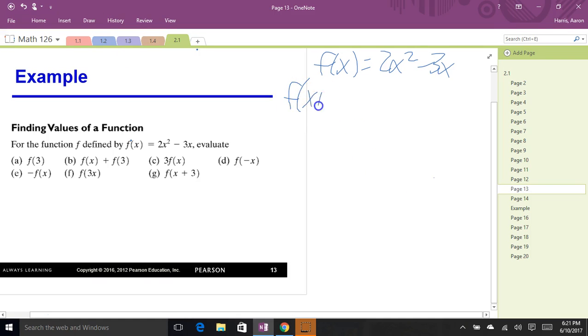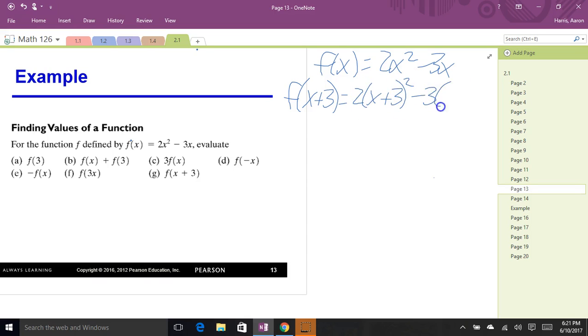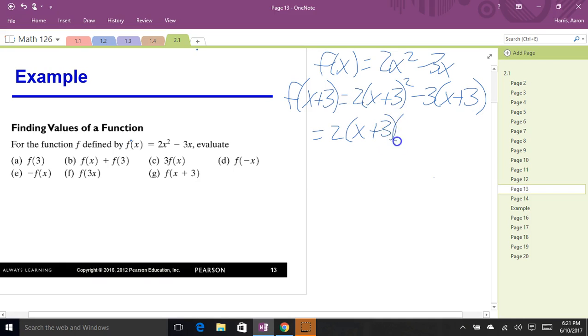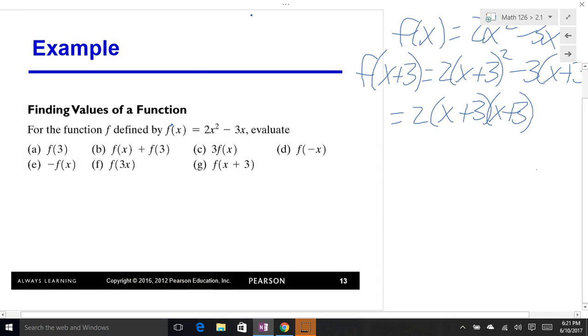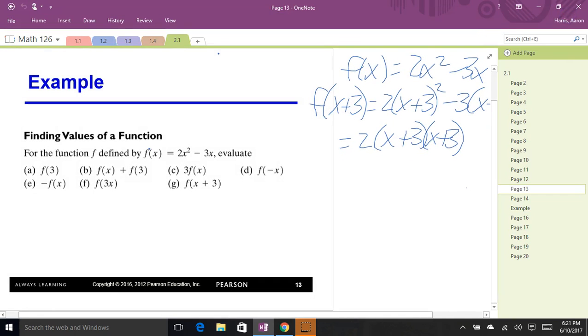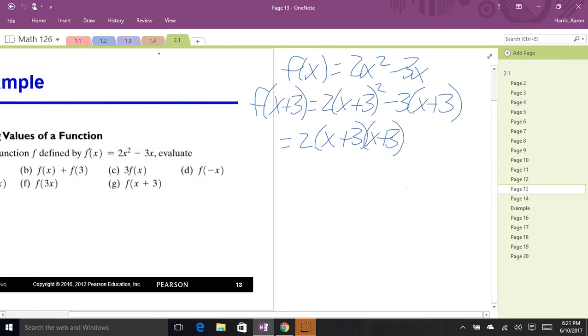f of x plus 3. So now x plus 3 goes in for x. So we get 2 times x plus 3 quantity squared. Don't forget that quantity squared means you got 2 of those. So I'm going to go ahead and FOIL that.